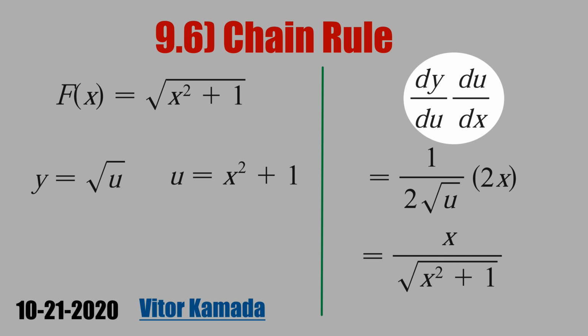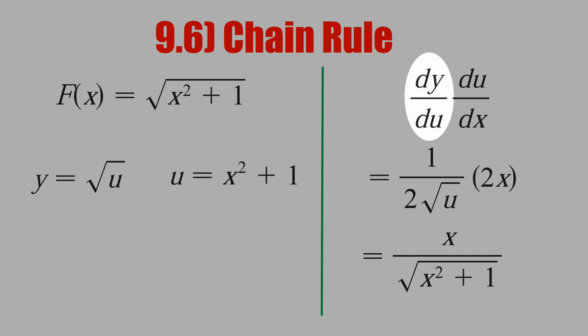This is the chain rule: the derivative of y with respect to u, and the derivative of u with respect to x. Then we take the derivative of y with respect to u, and you get this term here. And here we take the derivative of u with respect to x, that's 2x, that's here. We can cancel the 2's, and u is x squared plus 1. Then we get this result.